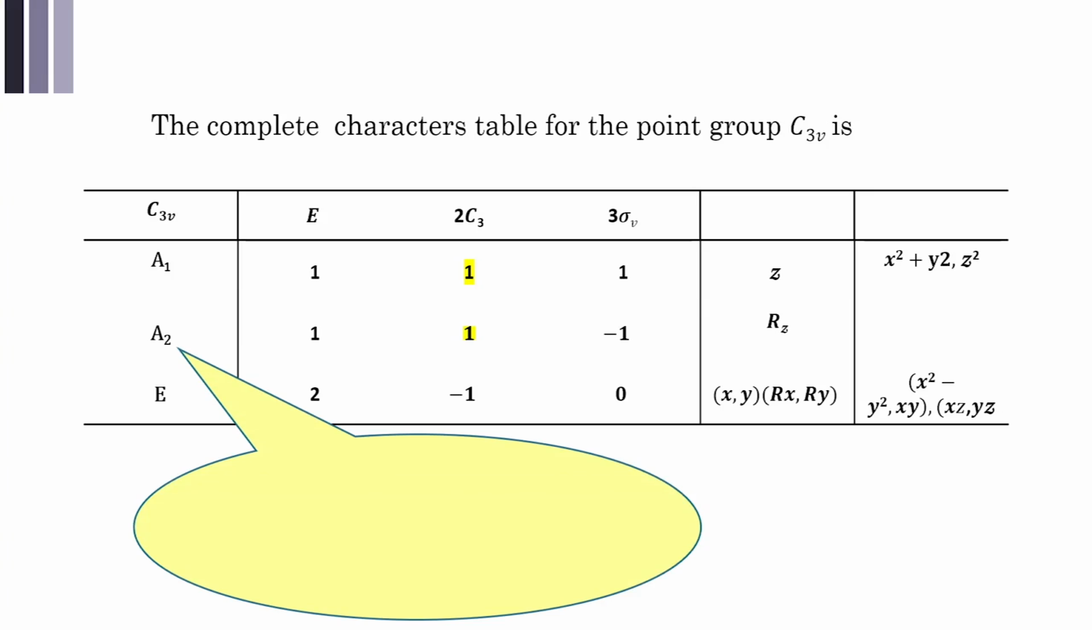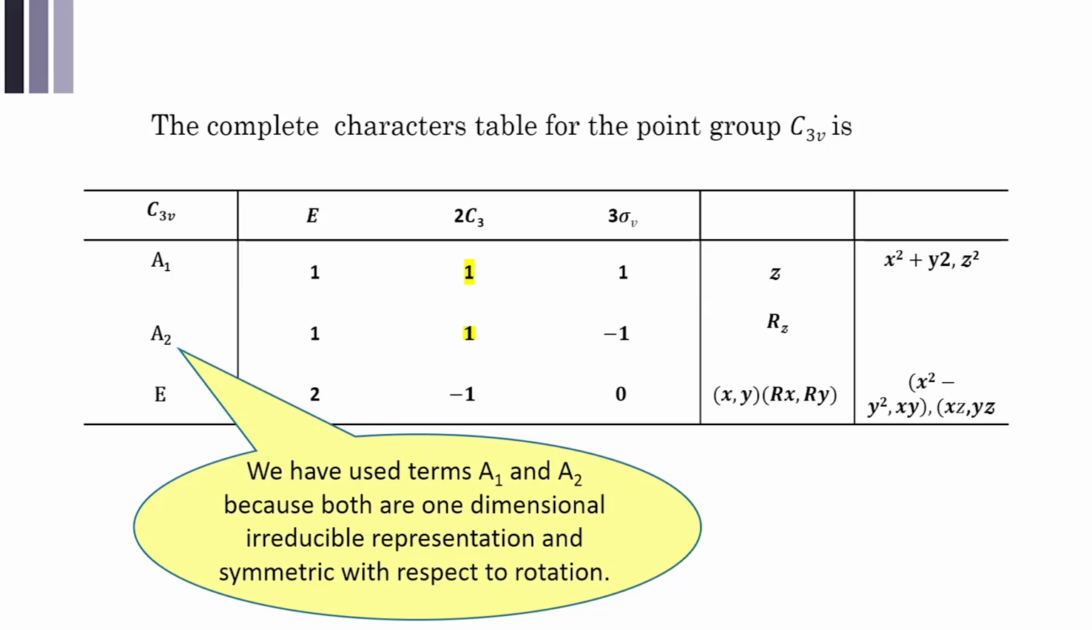Now we have asked the question of why we are using the terms A1 and A2, not A and B. Because B has to be antisymmetric with respect to rotation, but here we find that for rotation the characters are positive ones. So instead of writing A and B, I'm writing A1 and A2 so that it can be justified that the characters are positive for the principal axis.